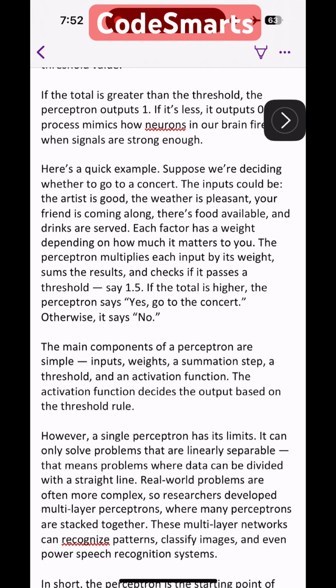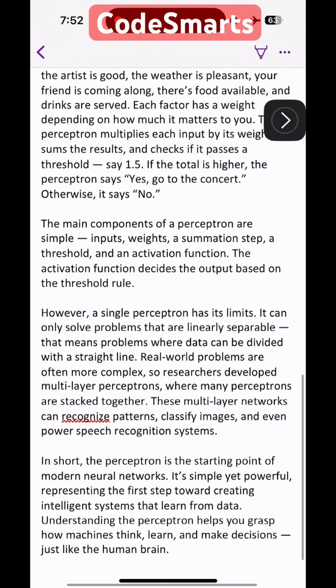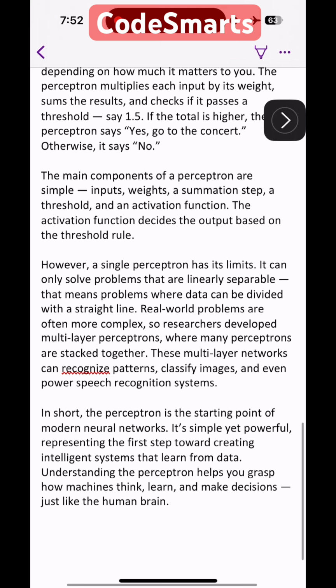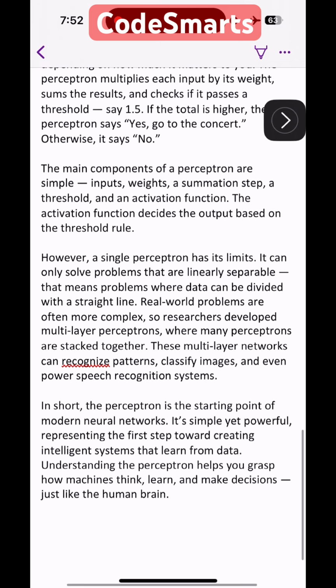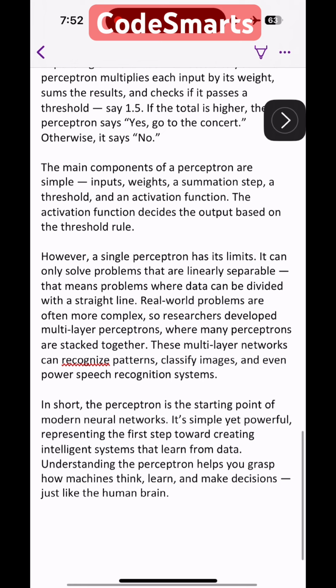Otherwise, it says no. The main components of a perceptron are simple: inputs, weights, a summation step, a threshold, and an activation function. The activation function decides the output based on the threshold rule. However, a single perceptron has its limits. It can only solve problems that are linearly separable. That means problems where data can be divided with a straight line.